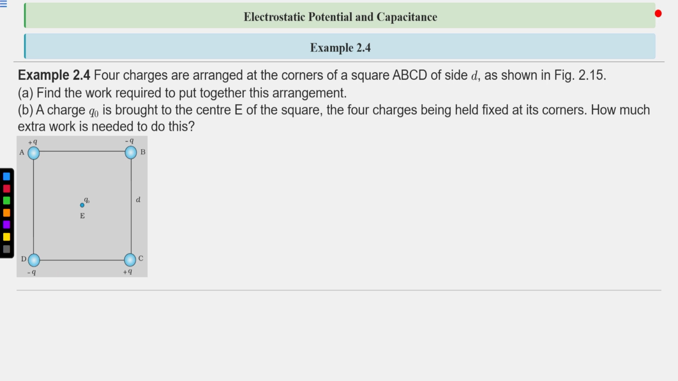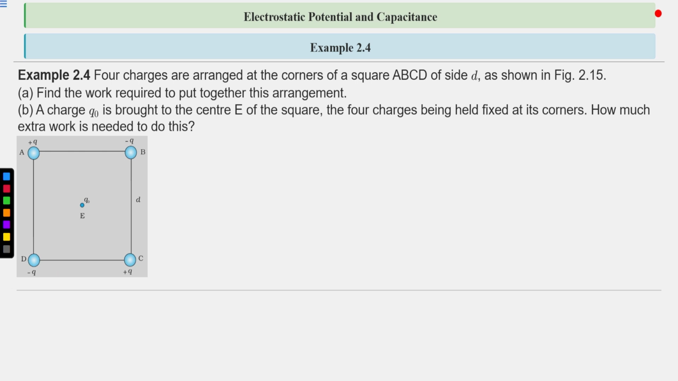We have discussed the 2 charge system, 3 charge system. This is 4 charge system. So now the configuration is this. We have to arrange the charges in this configuration in the form of a square. Okay, so the concept is the same. First we will bring the first charge, then we will bring another charge, then we will bring the third charge, and one additional step compared to the previous topic: we have to bring another fourth charge into the configuration, and then we have to calculate the total work. Okay, so find the work required to put together this arrangement.